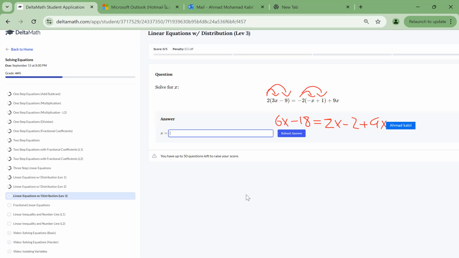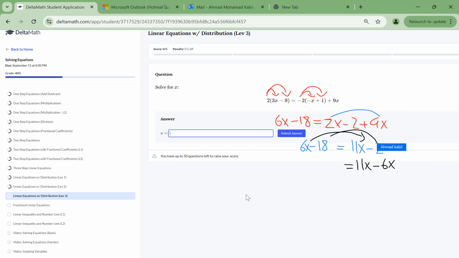Now we collect the like terms on the right. So 2x and 9x, this gives us 11x minus 2. And on the left, we have 6x minus 18. No change there. Now we can take the 6x to the right. So we get 11x minus 6x.